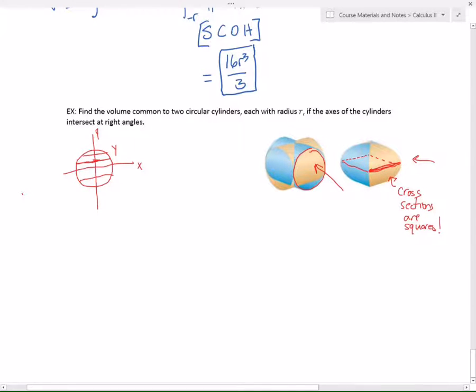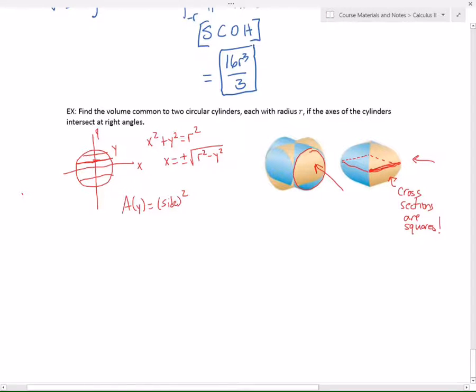If I know the length of this side, then the area of the cross-section is going to be the side squared, just like we had on the previous example. Now, if this is in fact a circle, then remember the equation for a circle is x squared plus y squared equals r squared, the radius of the cylinder. So now since I'm choosing y, I'm going to solve for x. x turns out to be plus or minus the square root of r squared minus y squared.